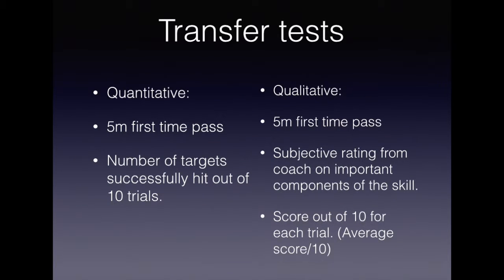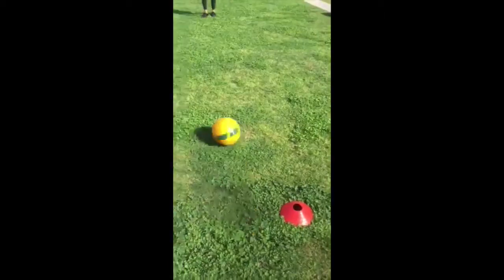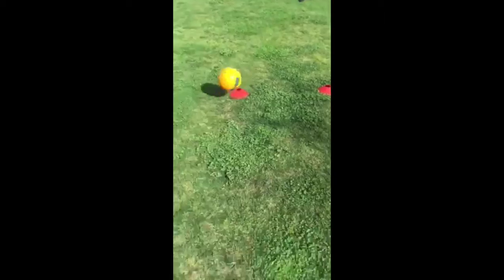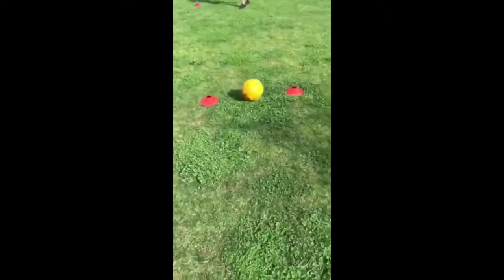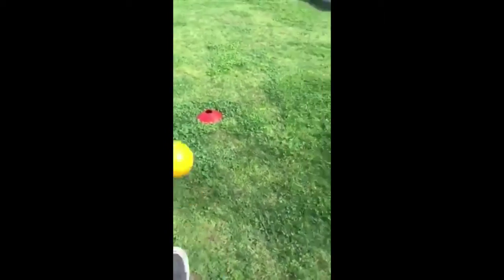A transfer test is used to determine if the training program has resulted in improvements in a different task. The test shows us whether or not the learner can successfully adapt to new conditions. For our test, 2 cones were set up 1 meter apart. The learner was 5 meters away and the ball was slowly rolled towards them. They then attempted to pass the ball, first time without controlling it, through the center of the cones. This was repeated 5 times on the left foot and the right foot, and the number of successful trials was recorded. A qualitative measure of technique was also recorded for each pass.